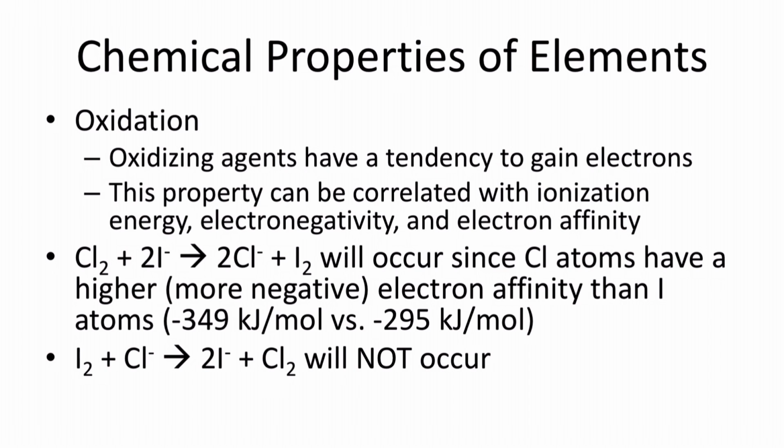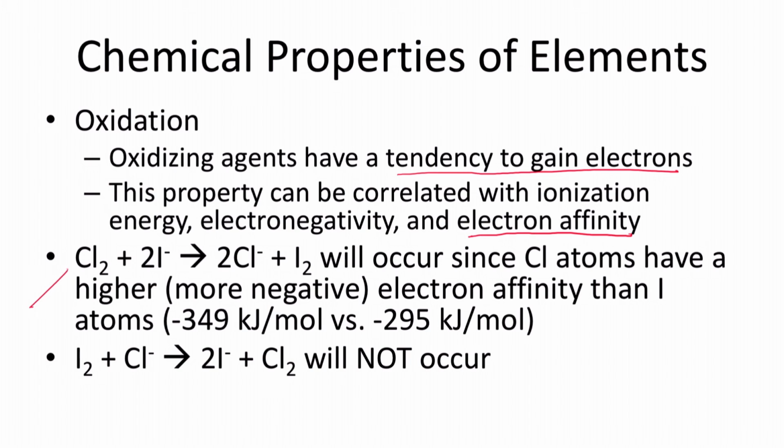Okay, so let's talk about different properties of different elements. For oxidation reactions, which is the opposite of reduction, most of these oxidizing agents have a tendency to gain electrons. And because we're gaining electrons, this sounds a heck of a lot like electron affinity. So the trend for oxidation is very similar to the trend for electron affinity. So things that have very high electron affinities are also very good oxidizing agents.